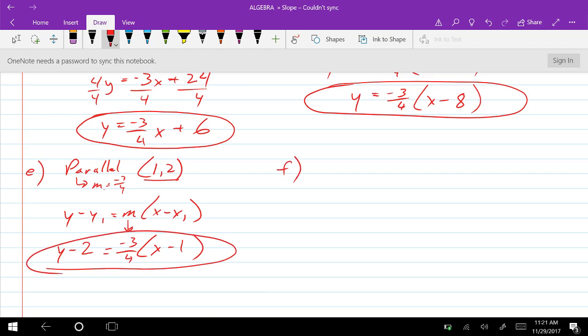And then the last part was perpendicular, going through 1, 2. Now my original slope was negative 3 over 4. Perpendicular to that is flip it and give me the opposite. So the opposite reciprocal would be a positive 4 over 3. That is my new slope. I have my slope. I have a point it goes through. This is my x1 and y1. I'm going to put it in point slope form.